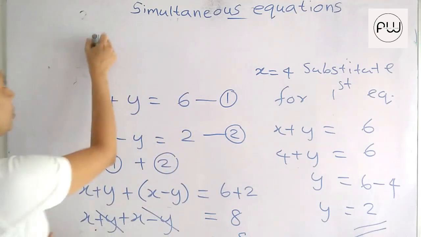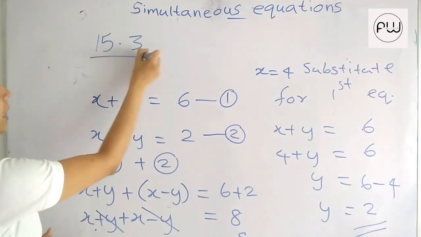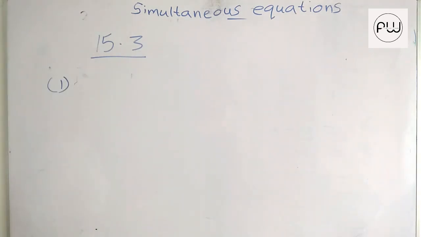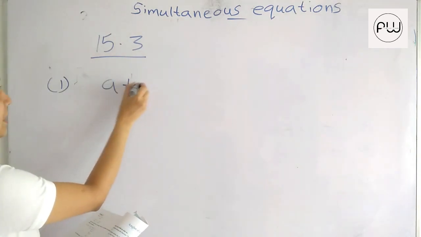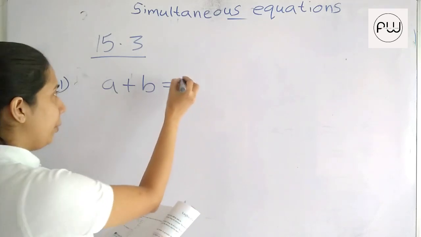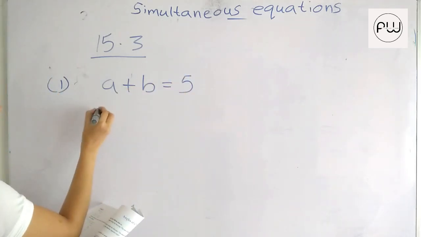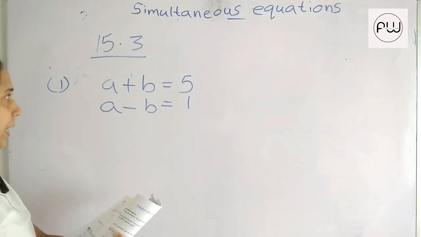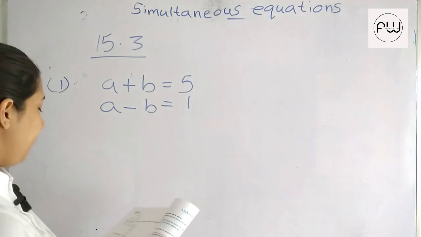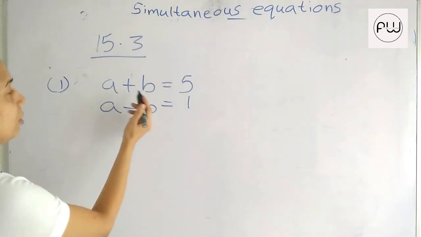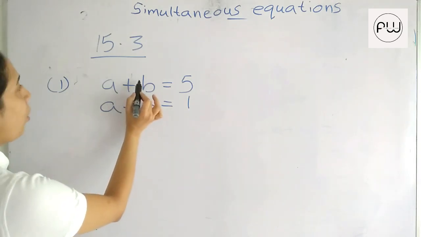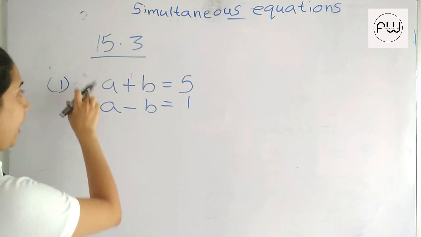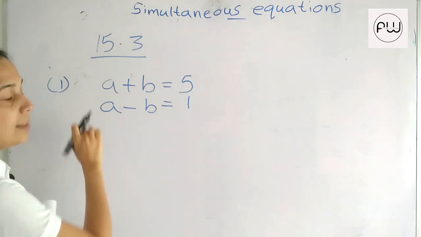Okay, now let's come to 15.3 in your textbook. The first one, a plus b equals 5 and a minus b equals 1. Then we can cancel the term b. How? So now you have to check the coefficients. Here the coefficient is 1, here the coefficient is 1. You can get rid of a as well because the coefficients are equal.